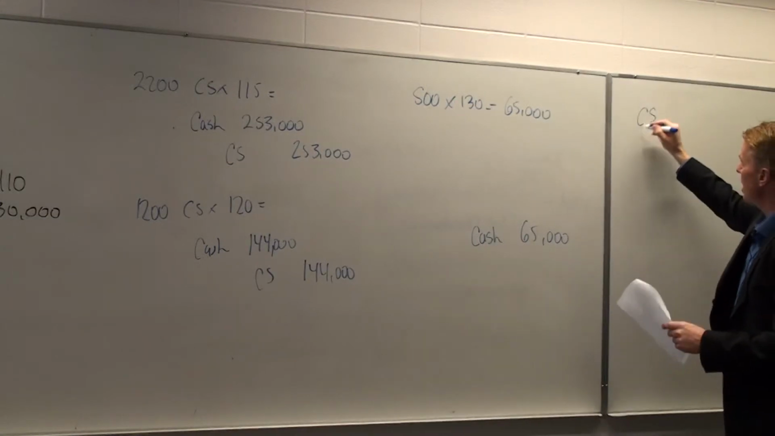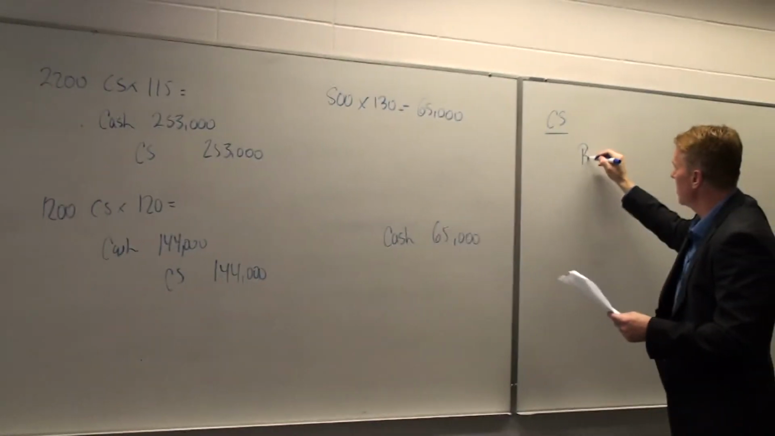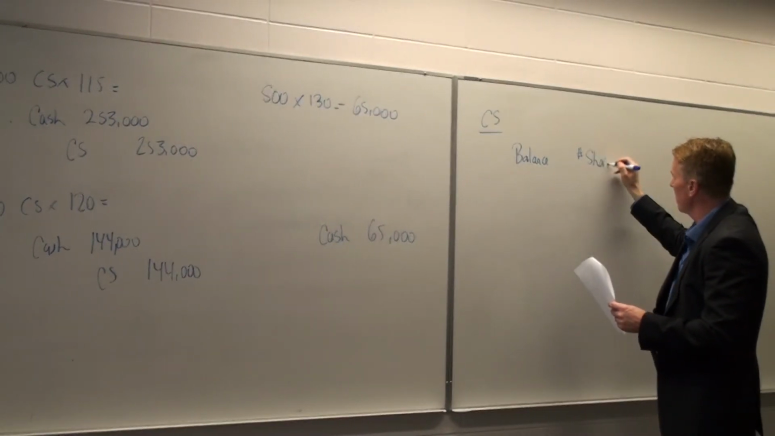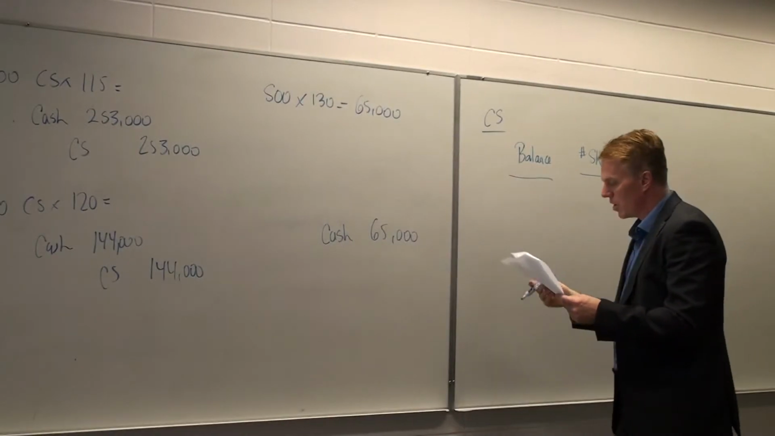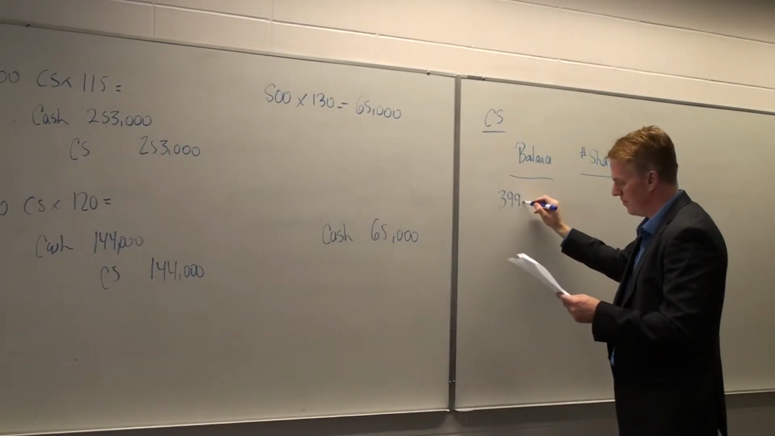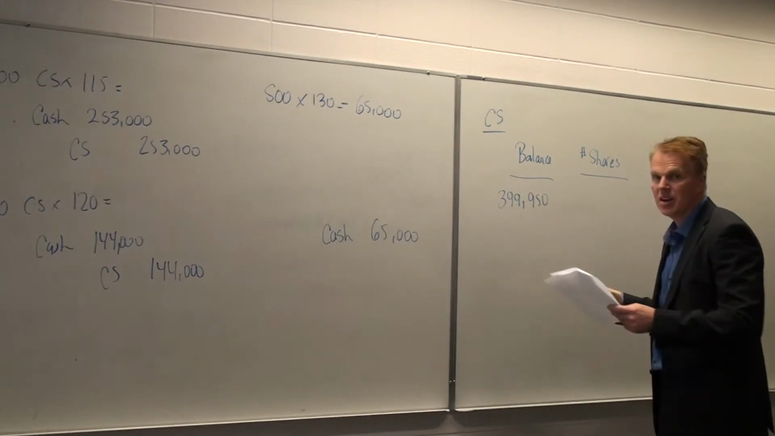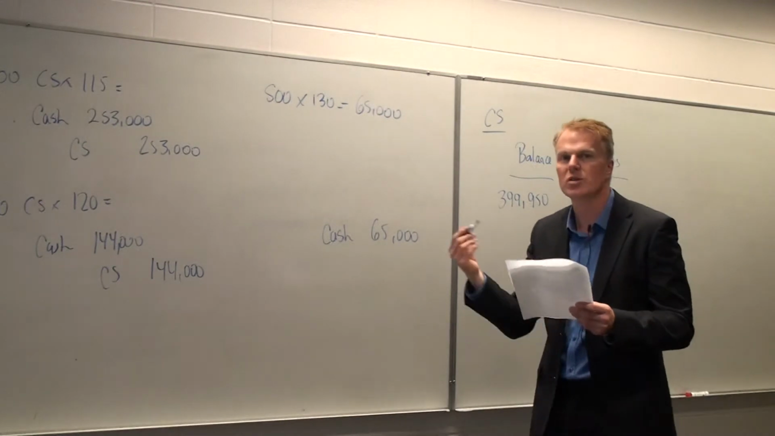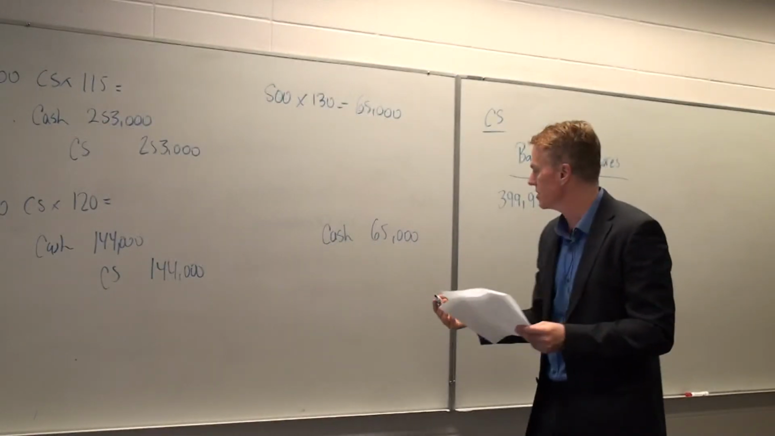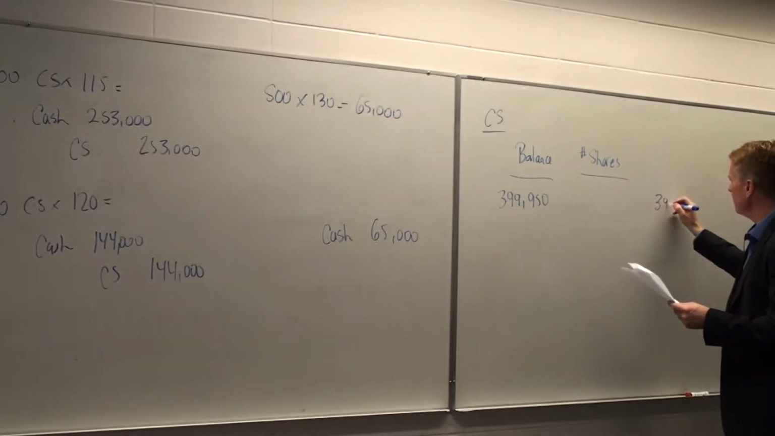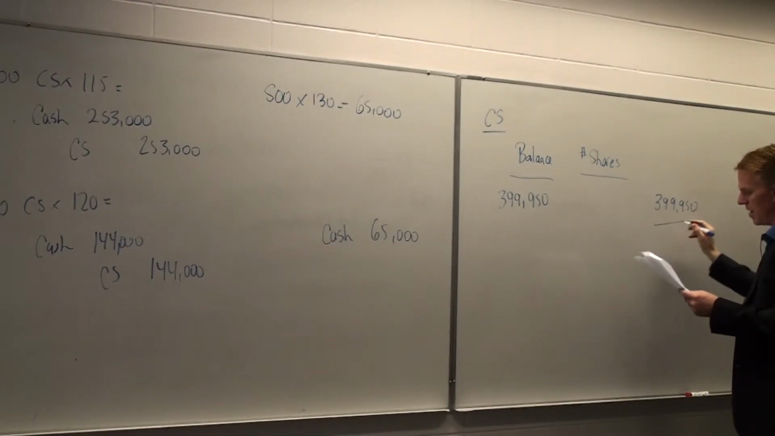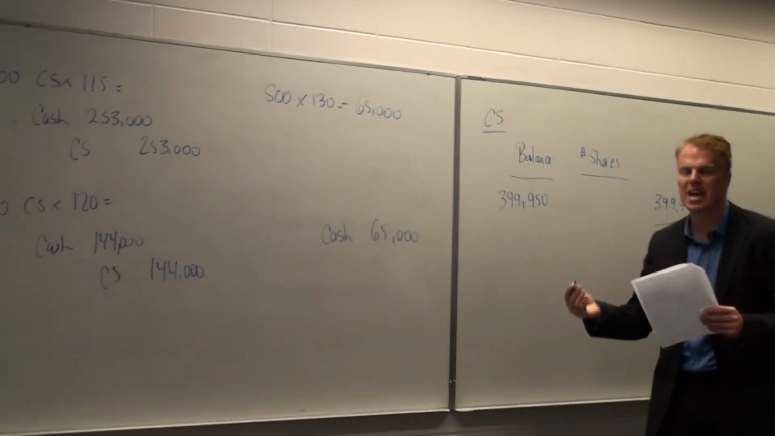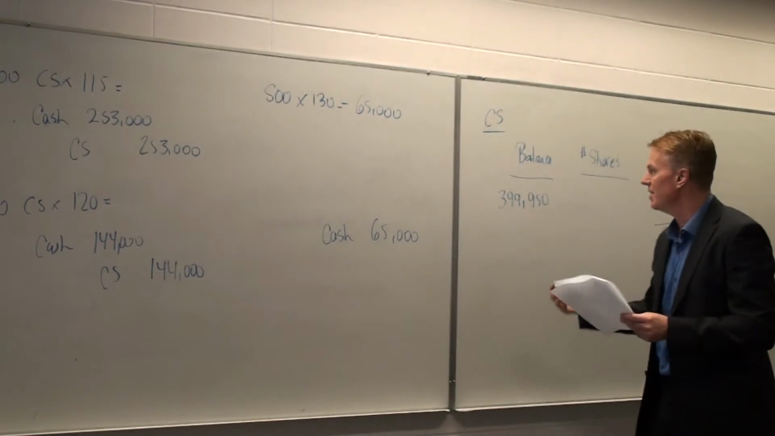So our common share schedule will be the following. We're going to have a balance, and we're going to have the number of shares. So our opening balance was $399,950. Now we're told that the average price of those shares was $95, the average issue price. So $399,950 divided by $95 equals 4,210 shares that we basically issued.